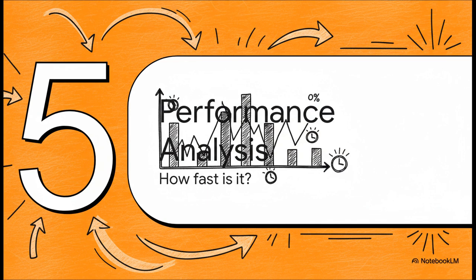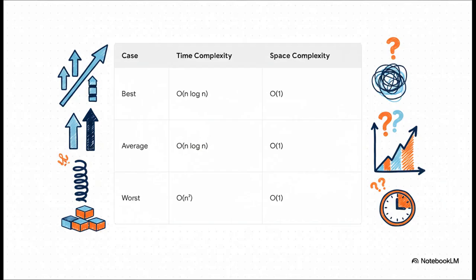So we know the process is clever, but the all-important question is, how fast is it? Let's take a look at the performance. Now, this table uses something called Big O notation to describe performance. All you need to know is that it tells us how the algorithm's runtime scales as the list gets bigger. In the best and, more importantly, the average case, quicksort is incredibly fast, at what we call n log n. And its space complexity, how much extra memory it needs, is 1, which is just fantastic. It basically means it needs no extra memory.